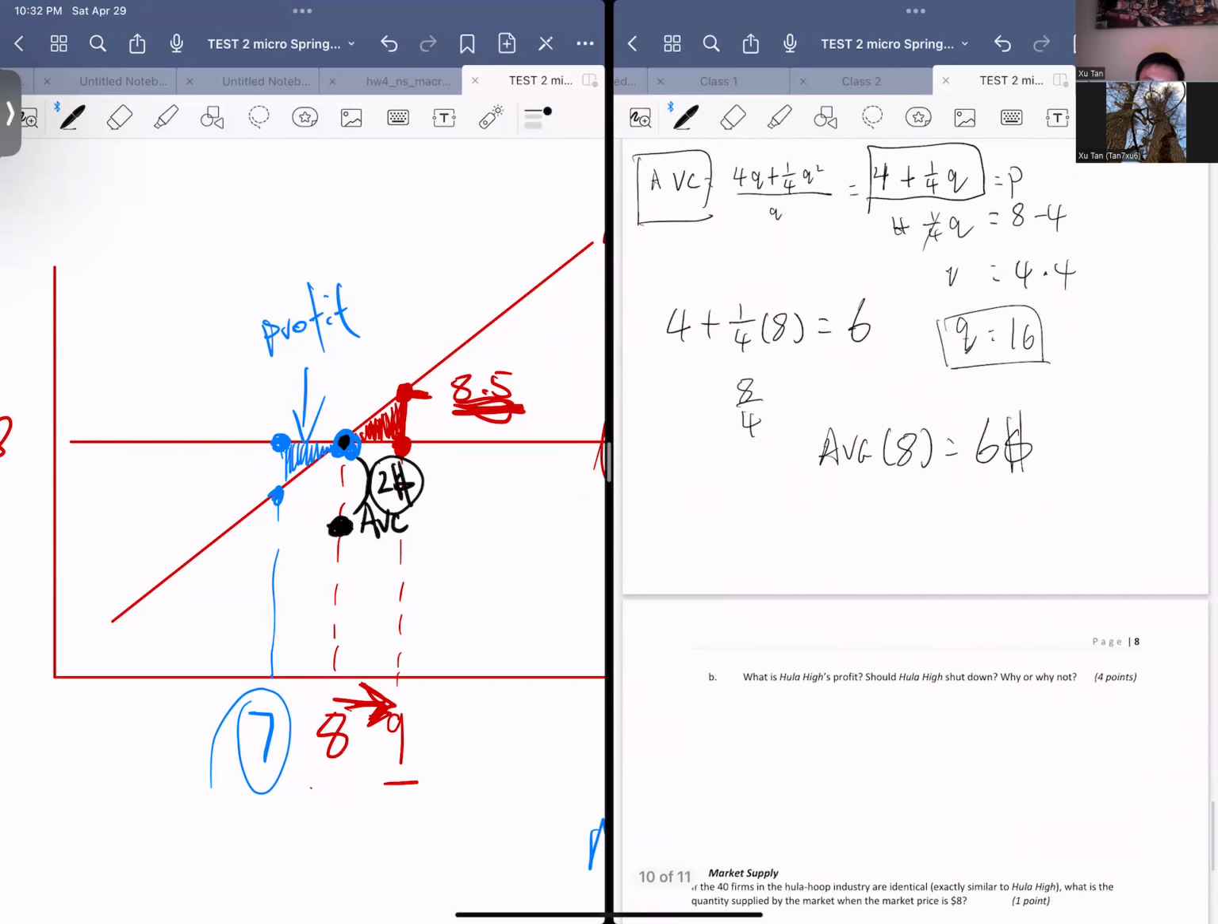The only time we shut down is when price is lower than average fixed cost. Oh no, average variable cost. This is our shutdown point.